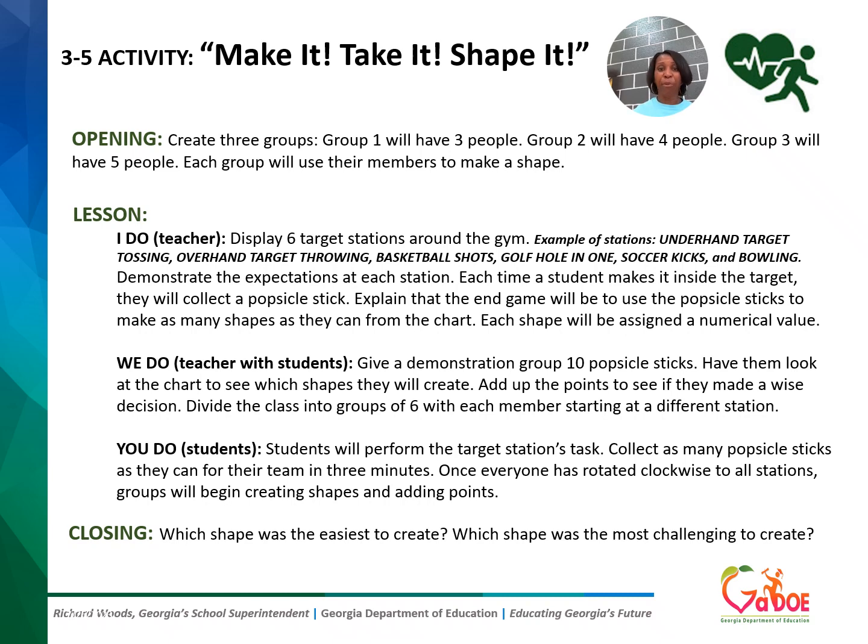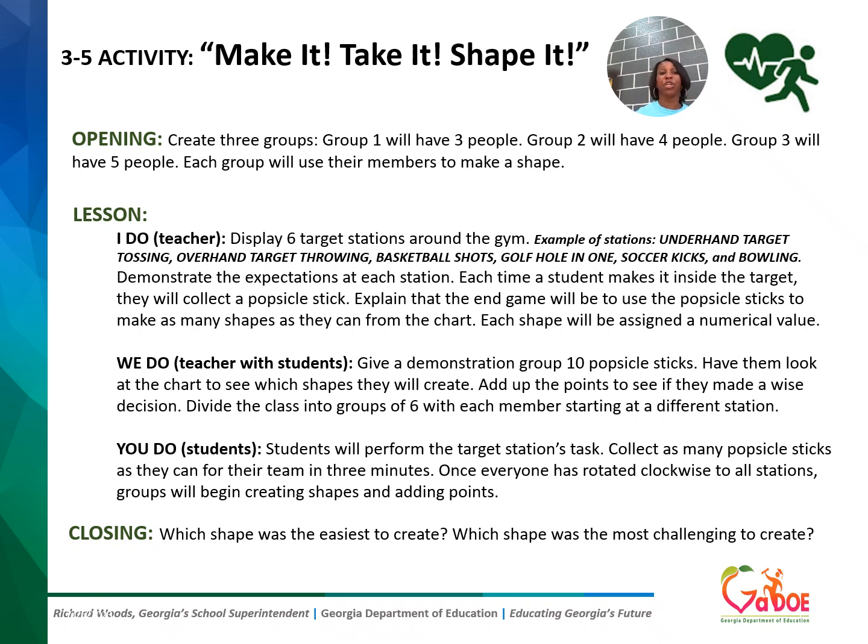I will give a demonstration group 10 popsicle sticks. I will have them look at the chart to see how many shapes they can create. At the end, they will add up the points and we would decide if they made a wise decision or not so wise decision based on the shapes that they decided to make. Now I would divide the class into groups of 6 with each member starting at a different station.